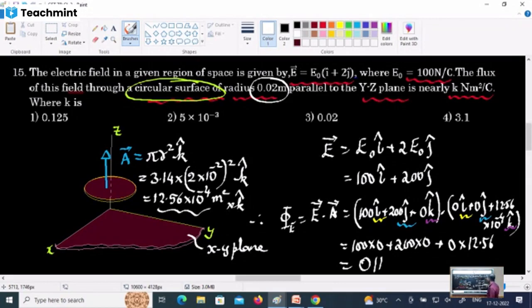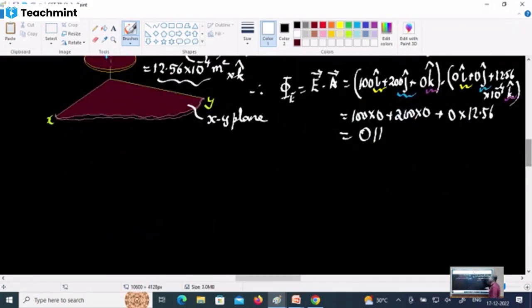Oh, I am extremely sorry. It should have been along YZ plane. I will accordingly change the question. Otherwise, I'll have to do the whole sum all over again. We'll make this like XY plane. Then the answer is 0. Otherwise, if it is along YZ plane, no problem. You can change that again.